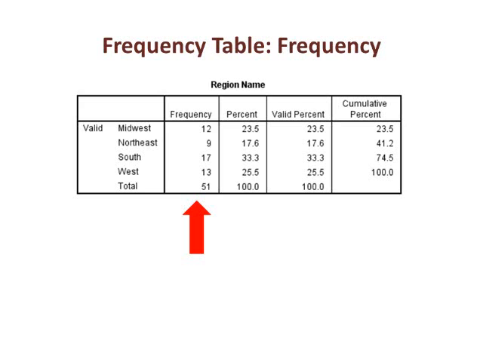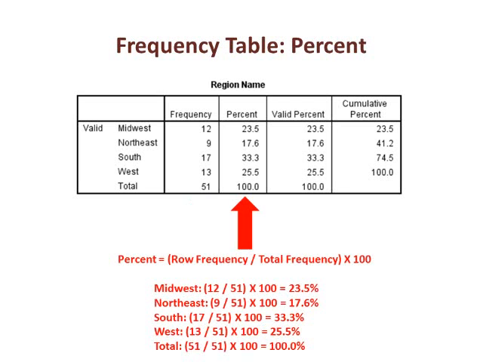The second column is the frequency column. This column gives the number of states associated with each region. There are 12 states in the Midwest, 9 in the Northeast, 17 in the South, and 13 in the West, which comes to a total of 51. The next column is labeled percent. It is the percent of the 51 observations associated with each row. We multiply the answer by 100 to get a percent. If we do not multiply by 100, we have what is called a probability or a proportion. How this calculation works for each region is shown here on the slide.